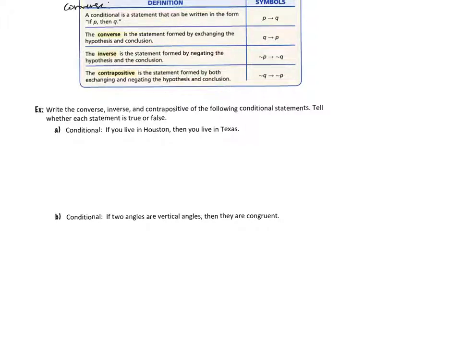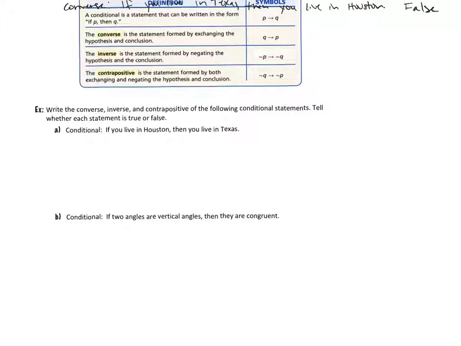Okay, so now we're going to look at the converse. Converse, brand of sneakers, you could switch feet, might not be comfortable, but you can switch them. So converse is switching your hypothesis and conclusion. So if you live in Texas, then you live in Houston. That one is false. Maybe you live in Austin.